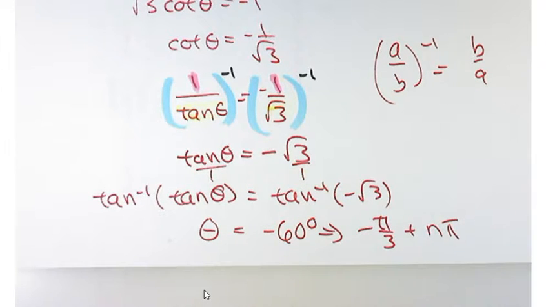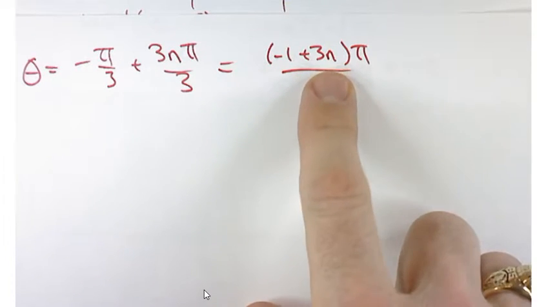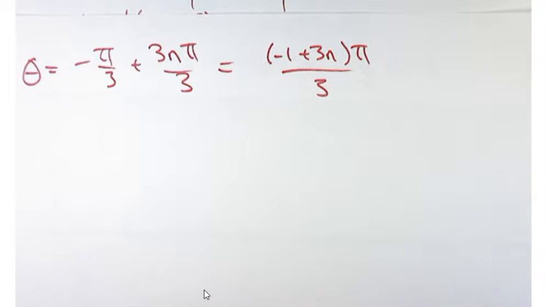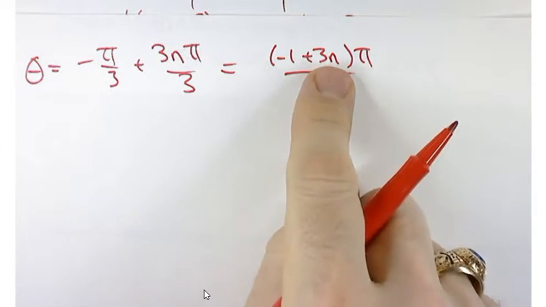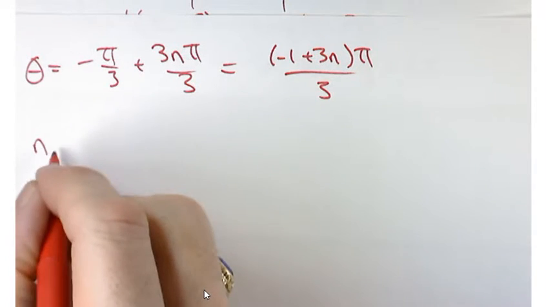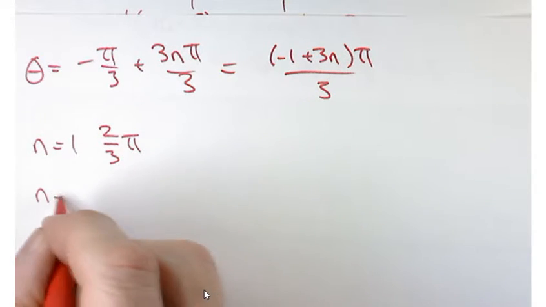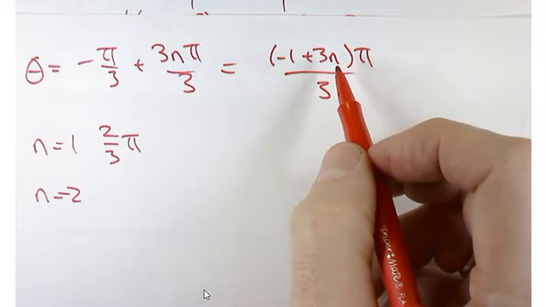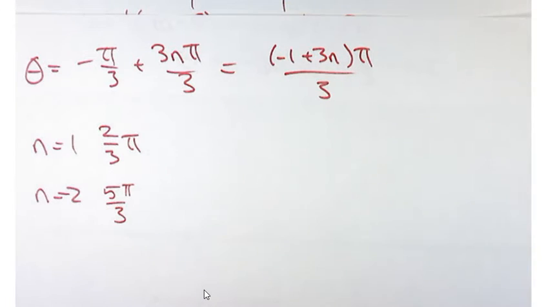All right. Last but not least, you can finish this up and list out as many solutions as you want. Typically, a lot of these problems just ask you for solutions in the range of 0 to 2 pi. So n equals 0 doesn't work, but n equals 1 would give me 2/3 pi. n equals 2 would be 5/3 pi. n equals 3 is going to go beyond 2 pi, so we'll just stop there.